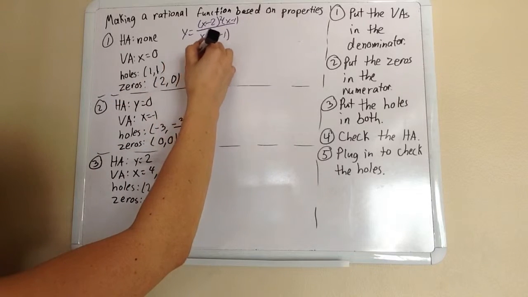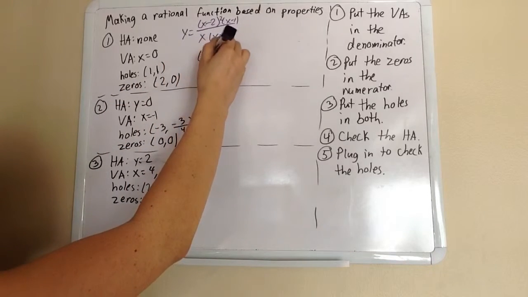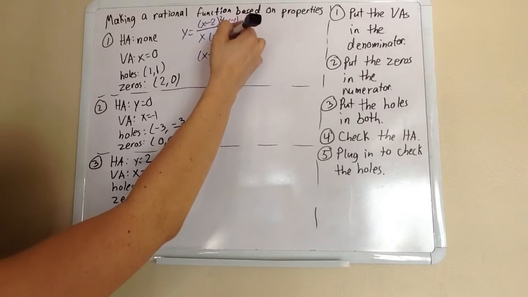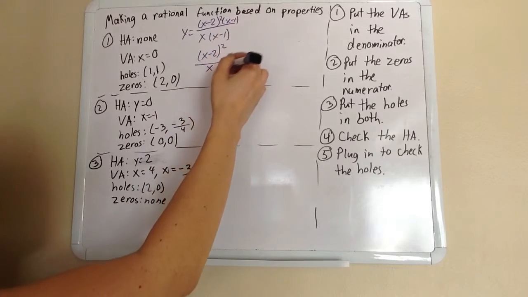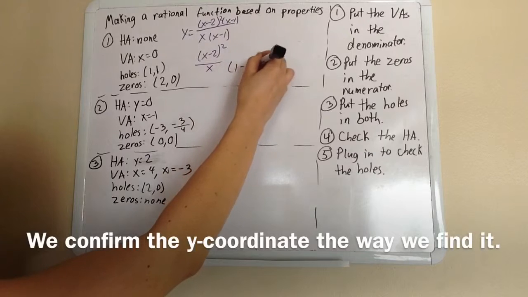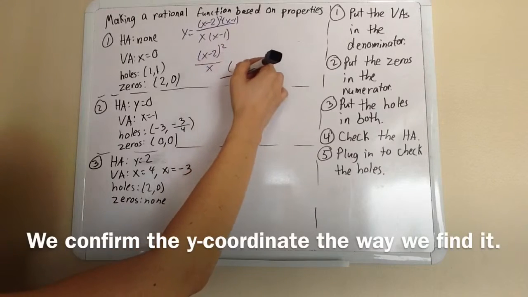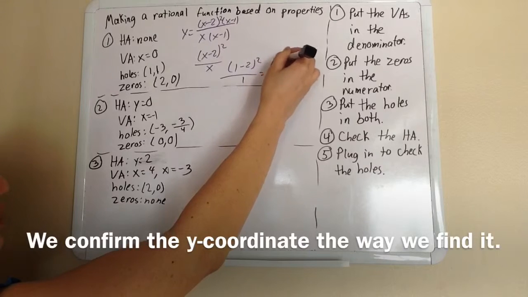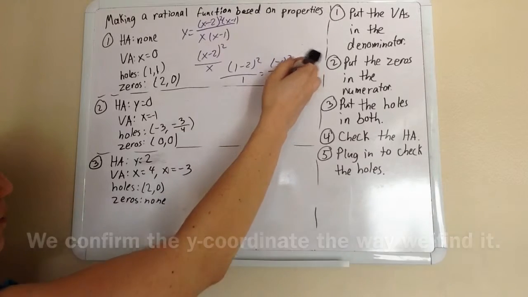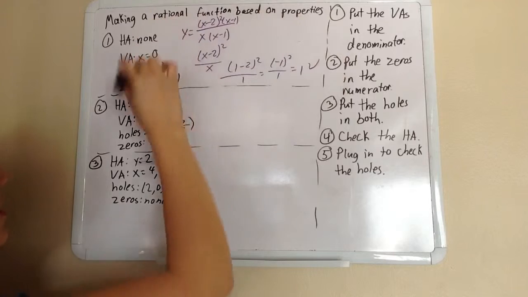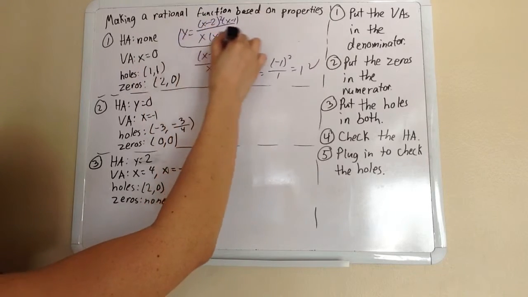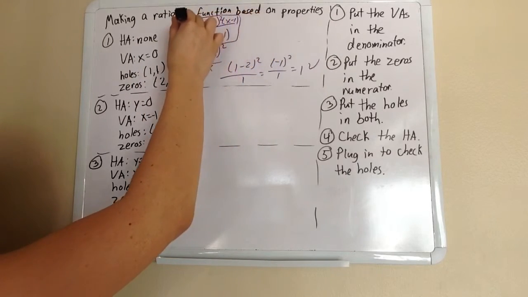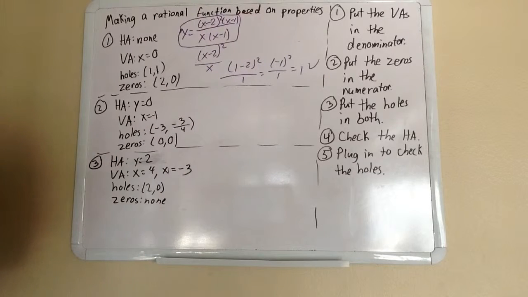So I get this x minus 2 squared. Those will cancel over x. So I'm going to get 1 minus 2 squared over 1. So that's going to be 1 minus 2 is negative 1 squared over 1. So that gives me positive 1, which is exactly what I want here. So that is my first equation. Alright, on to the second one.